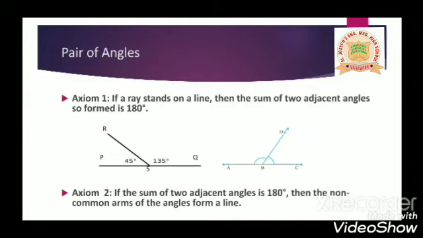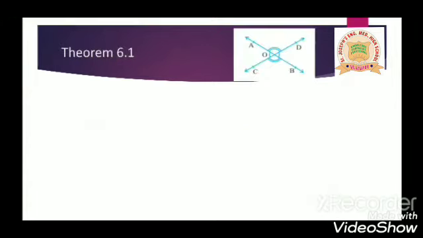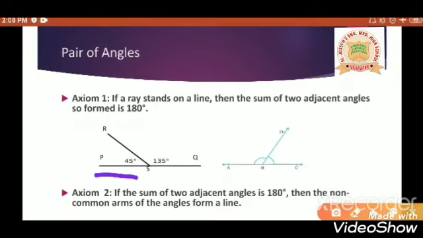If the sum of two adjacent angles is 180 degrees. Now we have studied that if a ray is standing on a line, then the sum of two adjacent angles is 180 degrees. Now the reverse of this: if two adjacent angles are there, and if you add them both, it is equal to 180 degrees, then the non-common arms of the angles form. Now the non-common arms will be these two, PS and SQ, AB and BD. These are non-common arms.